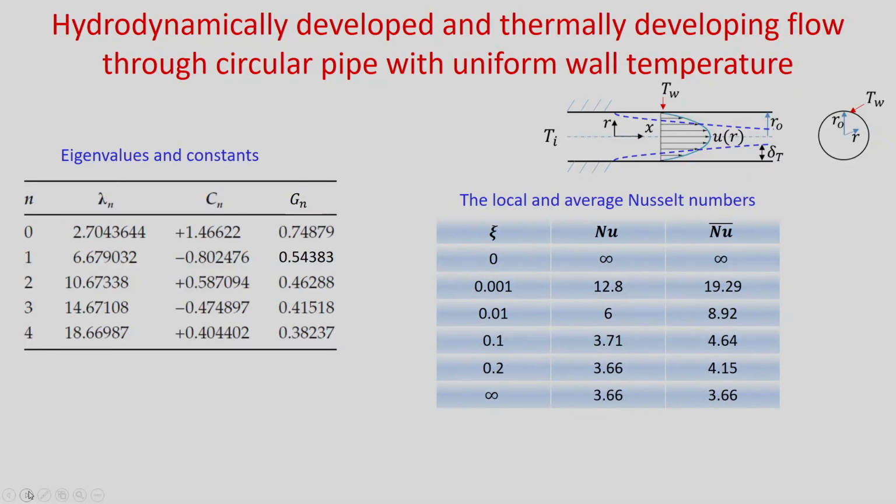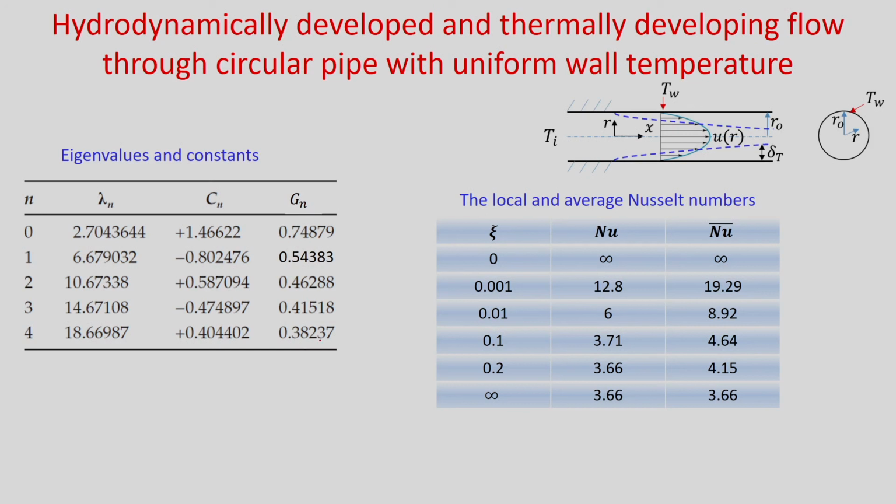So, you can see the first 5 eigenvalues and constants. From n equal to 0 to 4 we have written. This is the value of lambda n, this is the constant Cn and Gn. Okay. Gn we have already written in terms of Cn. So, if Cn is known, then you will be able to evaluate Gn.